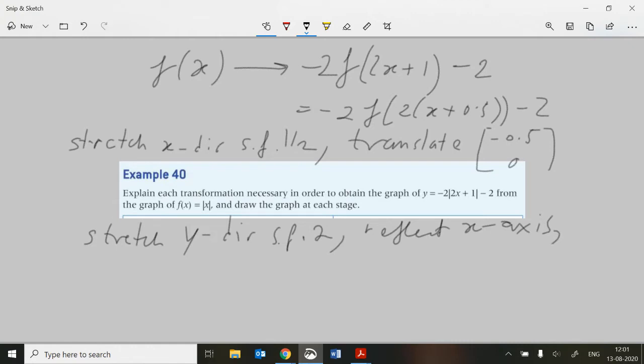And then finally, we're going to translate by -2 in the y direction, so down by 2. So we're going to put -2 there.